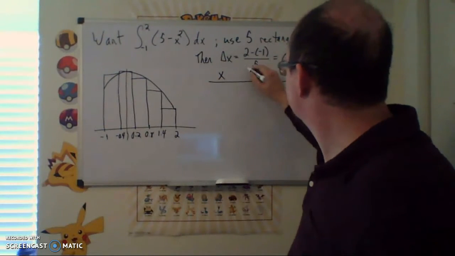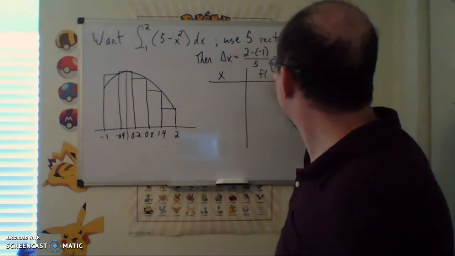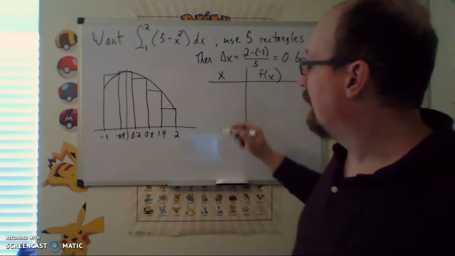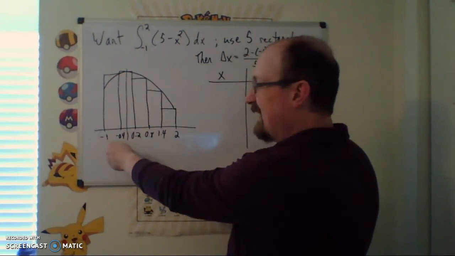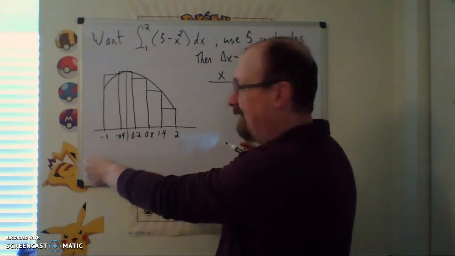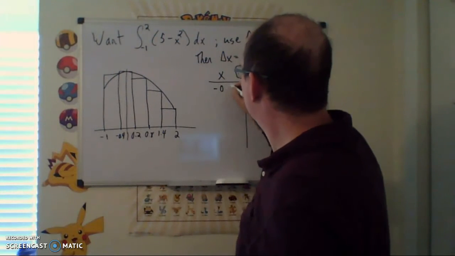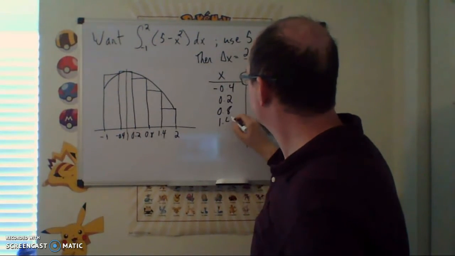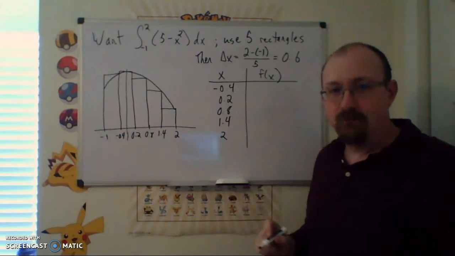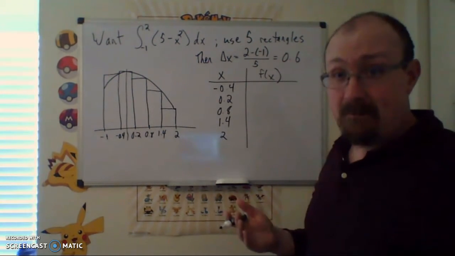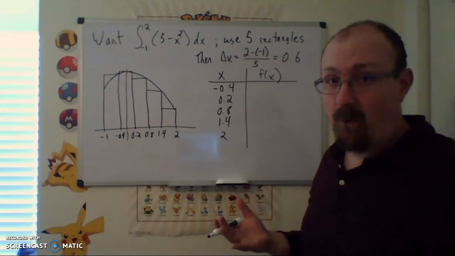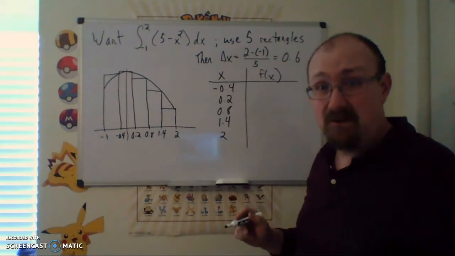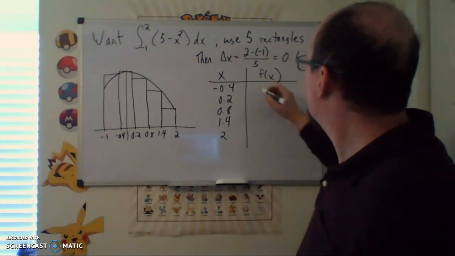So we have x, and then we have our f of x. Okay? So our right endpoints here, we don't use -1 yet because that's not a right endpoint, it's a left. -0.4, 0.2, 0.8, 1.4, and 2. And using my calculator's handy-dandy table feature, or if you prefer, you can just manually shove those numbers into the function inside the definite integral. I got the following.